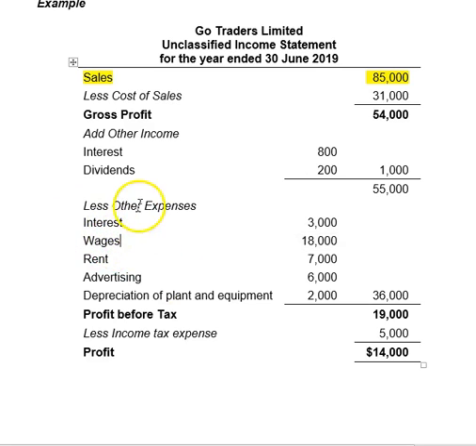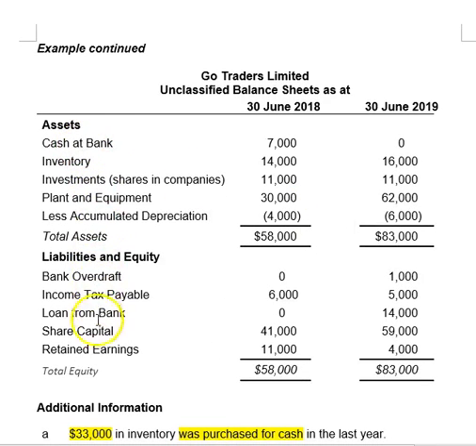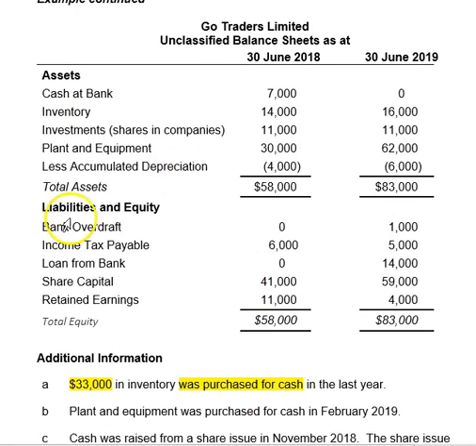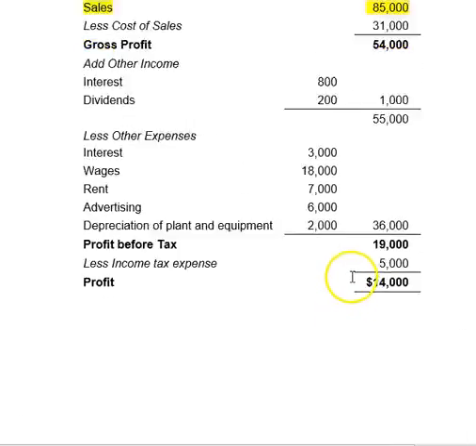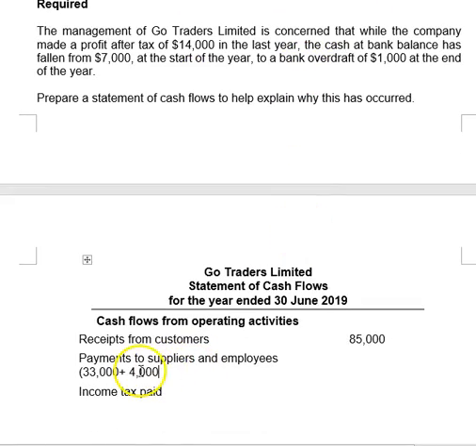So next will be wages. Wages is a payment to your employees, so it needs to be included in your payments to suppliers and employees. But before we include this amount, you need to check your balance sheet whether there's any accrued wages. If there is accrued wages, you need to reconstruct the accrued wages account just to find out how much wages you have paid during that year. If there's no accrued wages, you can straight away take this figure over here, which is 18,000. So under payments to suppliers and employees, you have 18,000.